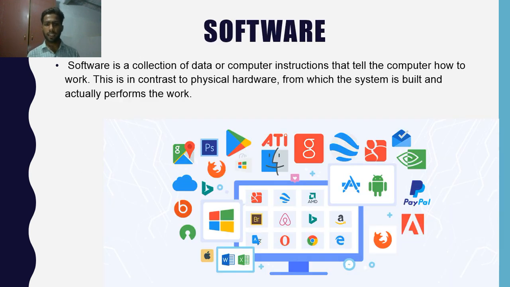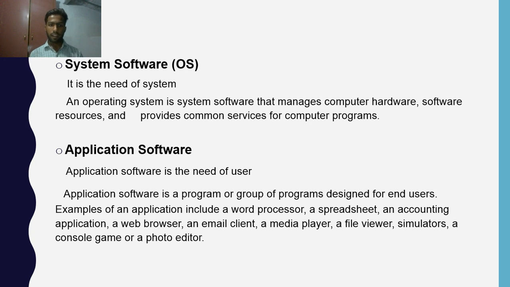Software is a collection of data or computer instructions that tell the computer how to work. This is in contrast to physical hardware, from which the system is built and actually performs the work. Types. There are two types of software. Number one is system software. We also call it OS, operating system.